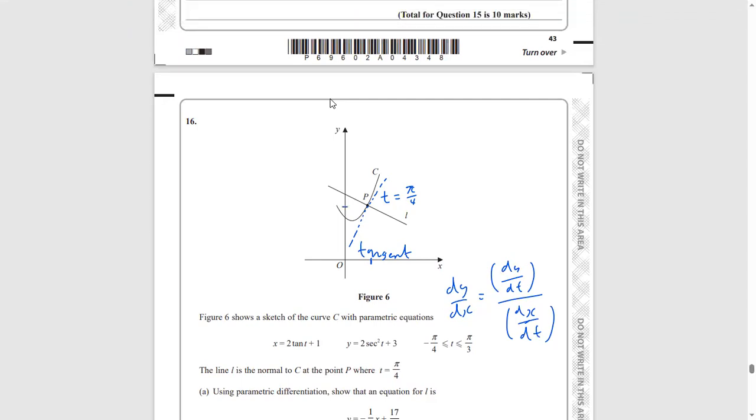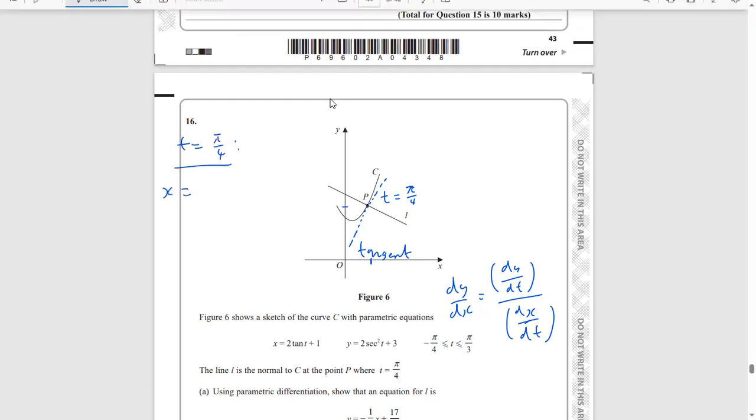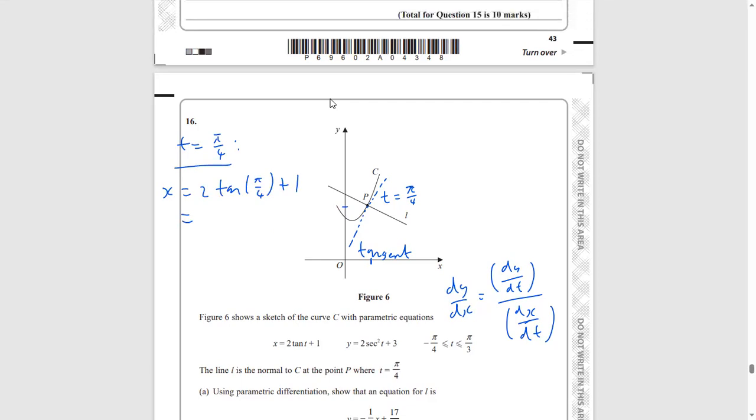And to do that, we can just substitute in t equals pi over 4 into our equation for x and into our equation for y. So when t is pi over 4, our x value is going to be 2 times tan pi over 4 plus 1. So remember, tan pi over 4 is just the number 1. 2 times 1, 2, plus 1 gives us 3. So that x coordinate there is going to be 3.